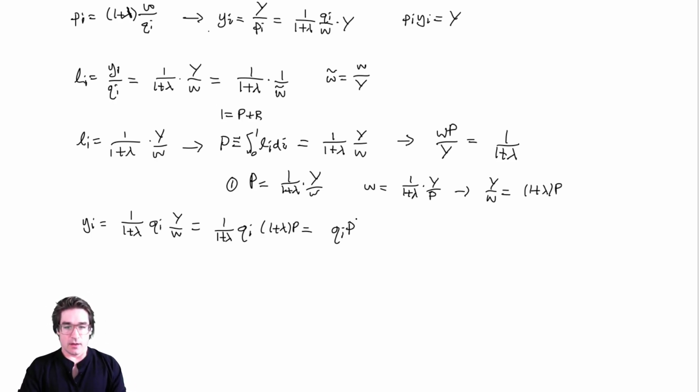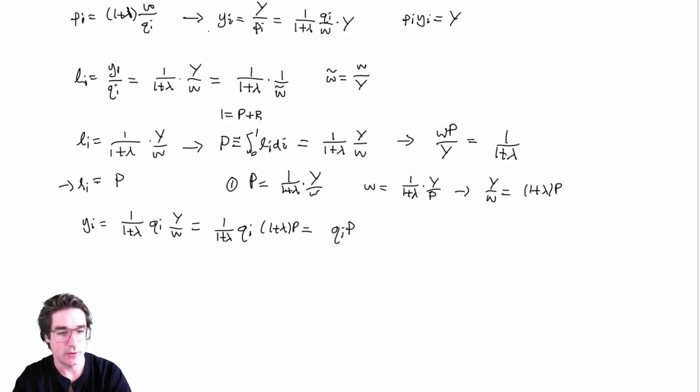So what does this mean? Actually, it comes from the labor allocation. If you do the same thing for labor, plug in what we now know from labor market clearing, that Y over w is equal to 1 plus lambda times P, you get 1 over 1 plus lambda times 1 plus lambda times P. You're just going to get P.